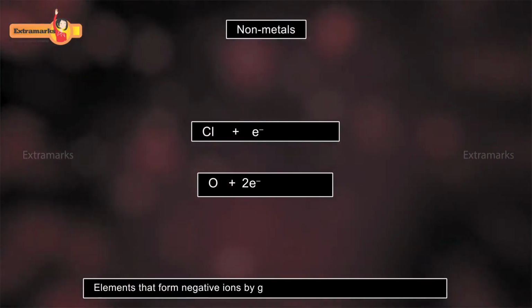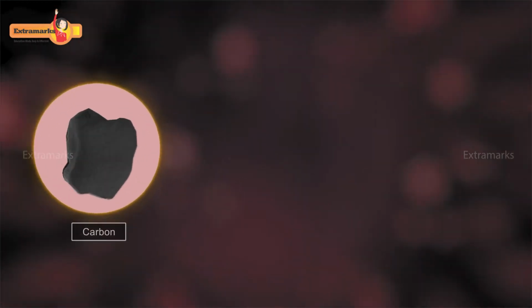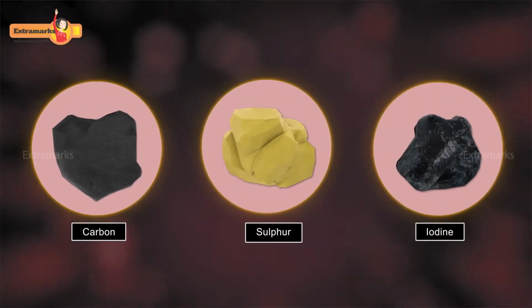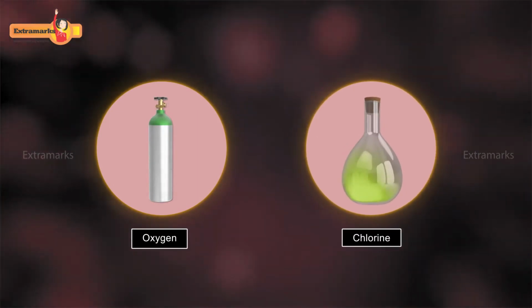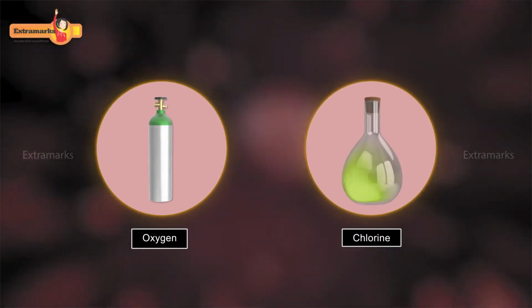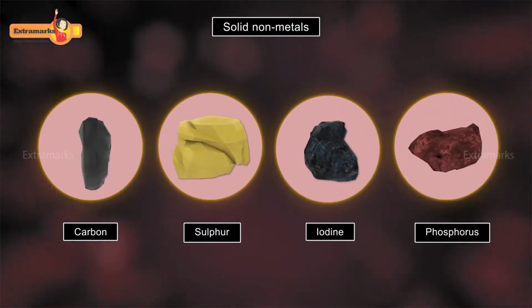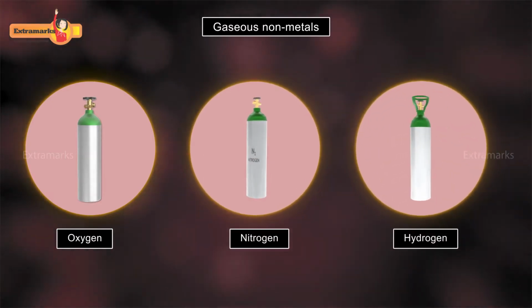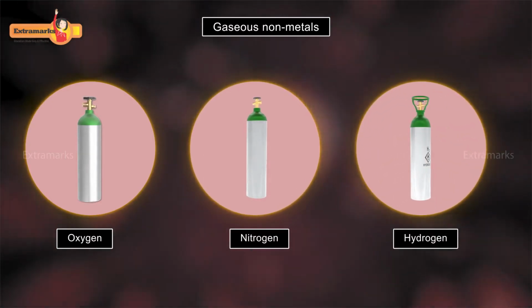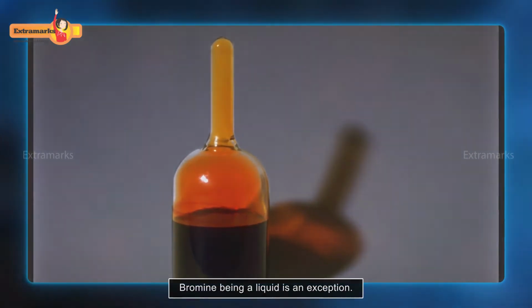Elements that form negative ions by gaining electrons are called non-metals. Non-metals are generally solid or gases at room temperature. The examples of solid non-metals are carbon, sulfur, iodine, phosphorus, etc. Whereas oxygen, nitrogen, hydrogen, etc. are the non-metals that exist as gas. Bromine being a liquid is an exception.